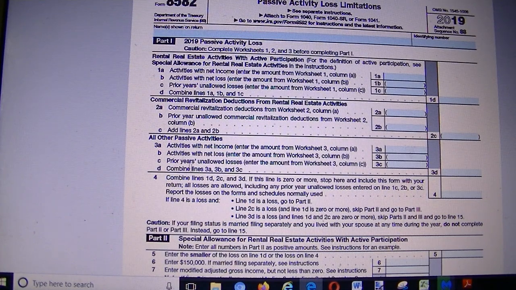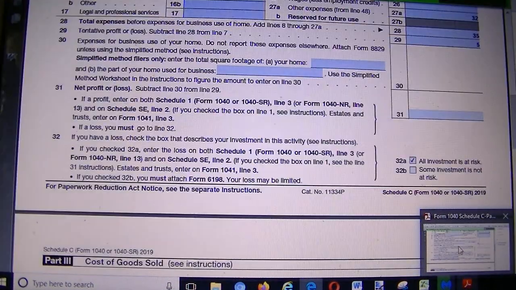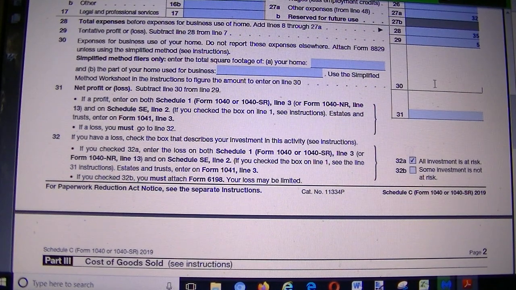So pretty much let's go look at 32 to see why. If we go to 32, you might probably fill up this form. So if you have a loss, line 30 is more than line 29, you go to line 32. So line 32, if you have a loss, check the box that describes your investment in this activity. So we already covered this line 32 in another video.